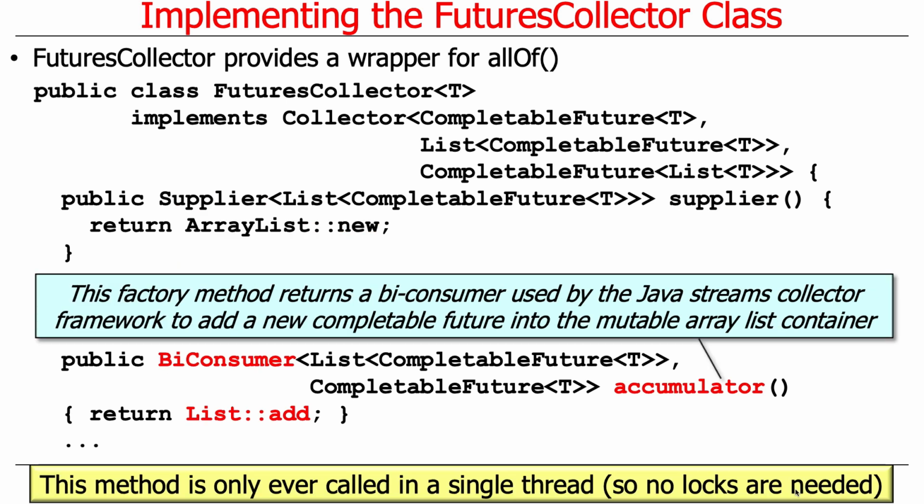Accumulator is the factory method that returns a BiConsumer that the streams collector framework uses to take each new element that comes in from the stream and stick it into the mutable result container. So in this case, we're just going to add each new element to the array list. Very straightforward. This method is only ever called in a single thread, so it doesn't need to have any locks.